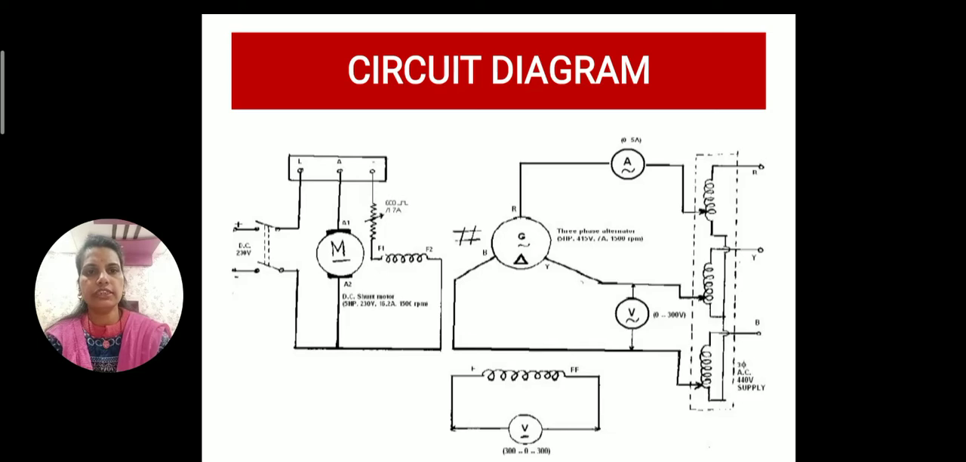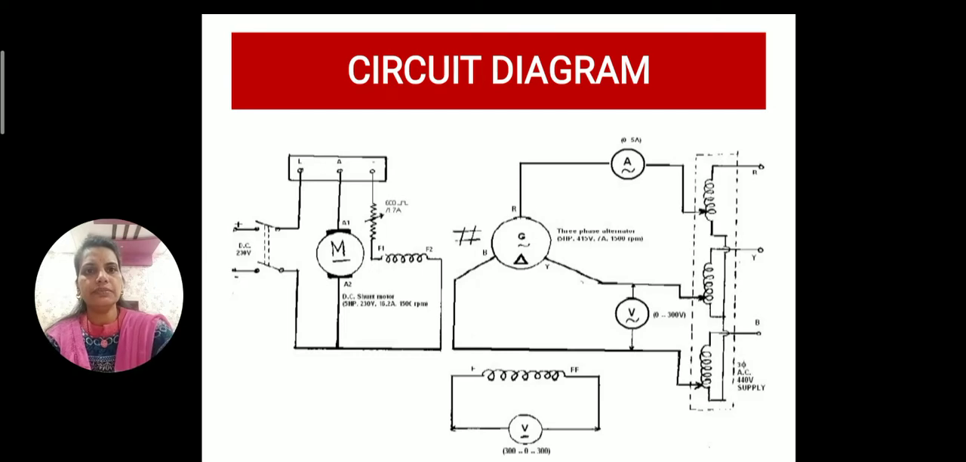After that, the field terminal. So when you take the reading, first you have to make all these connections according to the circuit diagram, and after that you have to take the reading. We will see which readings we have to take, that is, the observation table. This is a simple circuit diagram, simply a DC shunt motor which is coupled with the synchronous generator, right?